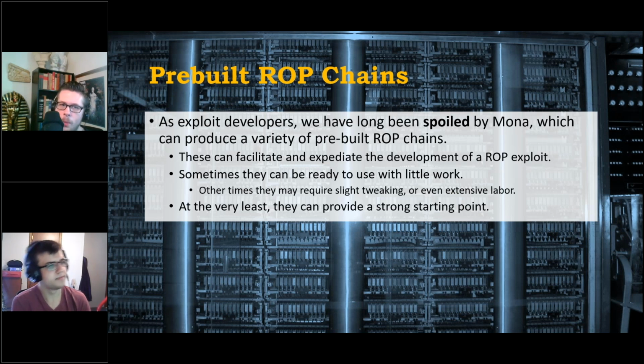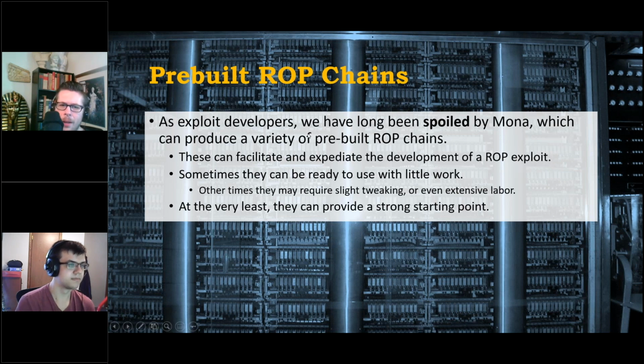Now, before we get a little bit further, let's talk a little bit about this idea of pre-built chains. So pre-built ROP chains, something created and provided by Mona from the Corelan team. It builds you out a chain, gives you a good starting point, so you don't have to go and create the exploit or the ROP yourself. It's already provided for you. Sometimes it works very well with just minimal tweaking. Other times you've got to do a lot of work. Sometimes it is useless, and you've got to do everything by hand. But at the very least, it gives you a really good starting point. It provides kind of a base skeleton to work from.